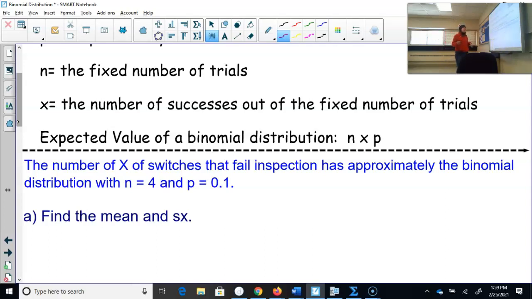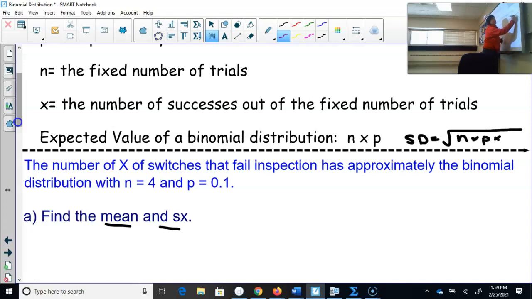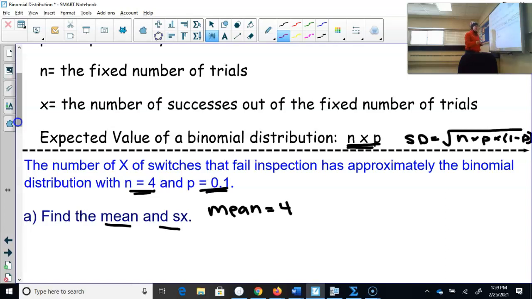The first one says find the mean and the standard deviation of the distribution. What I want you to put in your notes is the standard deviation is equal to the square root of n times p times 1 minus p. Okay, so you're putting that in your notes right now. My mean of the binomial distribution is n times p. So let's identify what n is. N is equal to 4. P is equal to 0.1. So I'm just going to take 4 times 0.1. Okay, 4 times 0.1 is equal to 0.04.